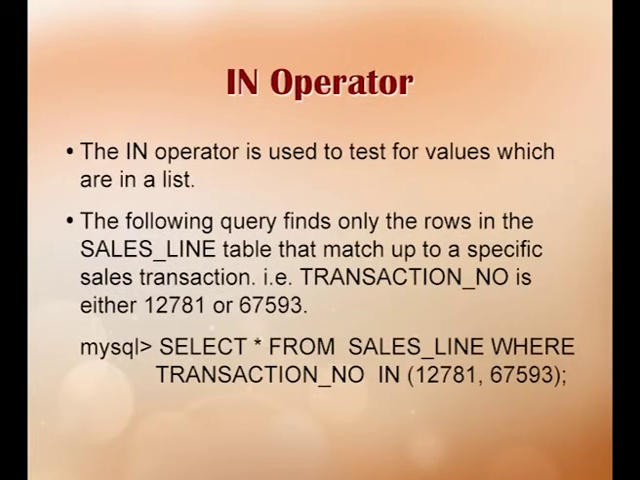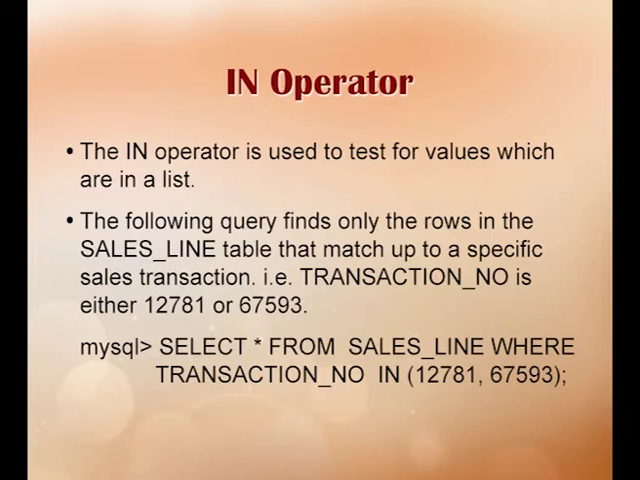Then there is another operator called the IN operator. This IN operator is used to test whether values exist in the data table or not. Thus the following query finds only the rows in the sales line table that match a specific sales transaction, that is, the transaction number is either of two values. So I am taking both transaction numbers into consideration, and I have to see whether any sales line transaction exists or not.